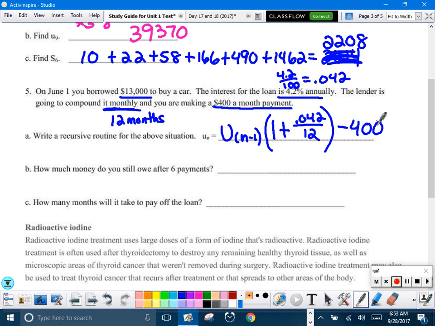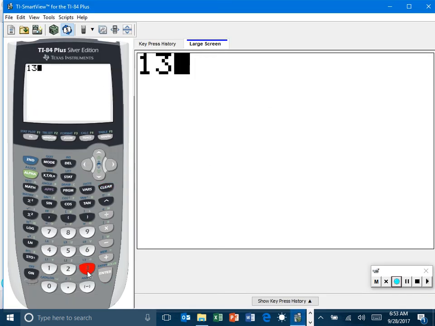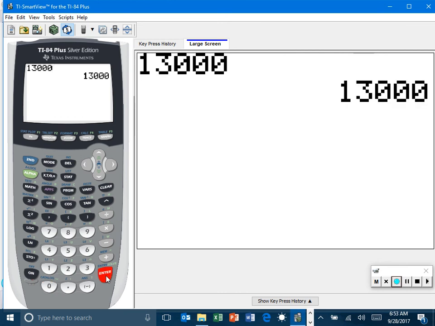Okay? How much money do you still have after 6 months? All right, so on your calculator, we start with $13,000. Now let me emphasize, we do not count that one. Do not count that one. That is the initial amount. That is the 0. We don't count that as 1 month. That's the amount we borrow. Do not count that one.